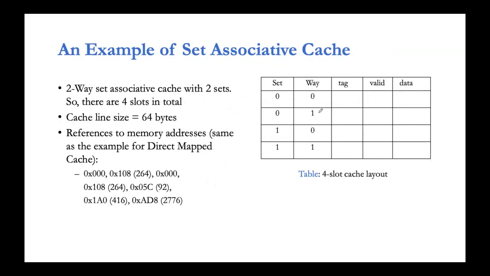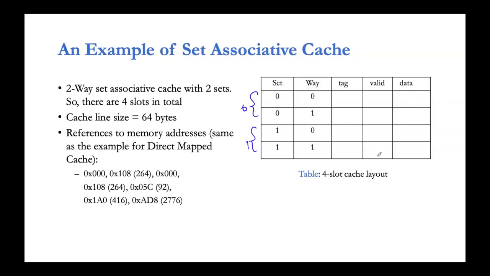In this case, again consider the same reference of your memories. The cache representation looks like this. There will be set 0 and set 1, and in each set there are two ways. So it is a two-way set associative cache with two sets, so there are 4 slots in total. The cache line is 64, so the offset bits are 6 bits, and the reference memories are given here. These ways are represented as 0 way, 1 way, 0 way, 1 way.